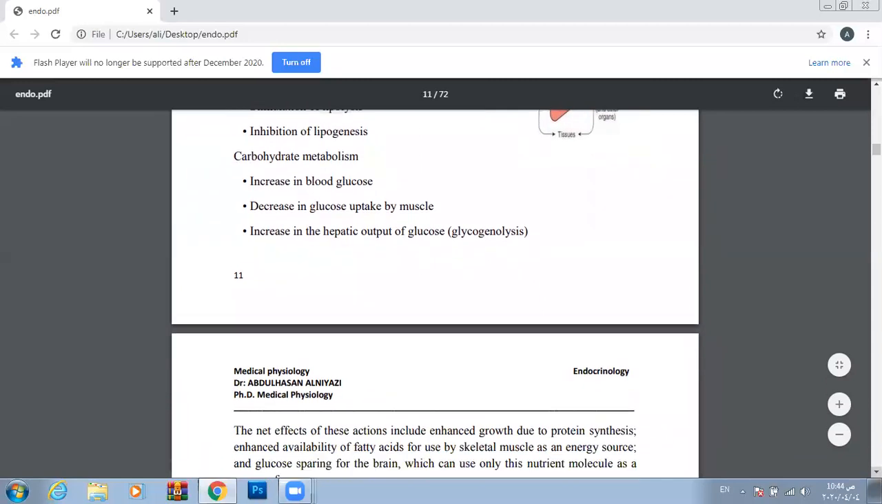كربوهيدرات ميتابوليزم: increase in the blood glucose، يزيد الجليكوز هذا، ولذلك شوف الناس اللي يصير عندهم زيادة بالجروث هرمون يتحولون الى مرضى بداء السكري because of increase in the blood glucose. Decrease in the glucose uptake by muscle، يعني الجليكوز اللي موجود بالبلاد ما تاخذه العضلات ويبقى مجمع وين؟ بالبلاد، وهذا اللي يؤدي الى increase blood sugar ويصير دايابيتك. Increase hepatic output of glucose.